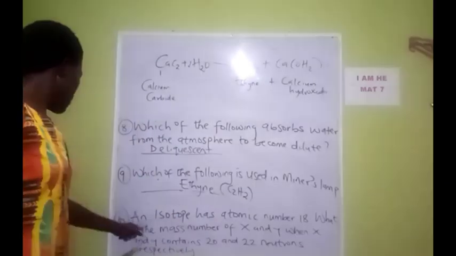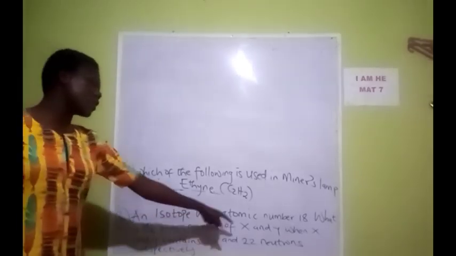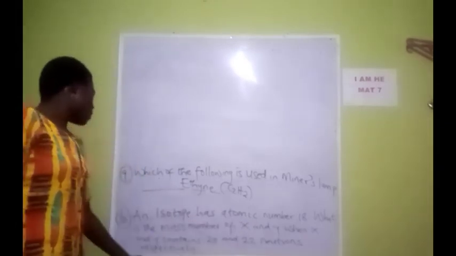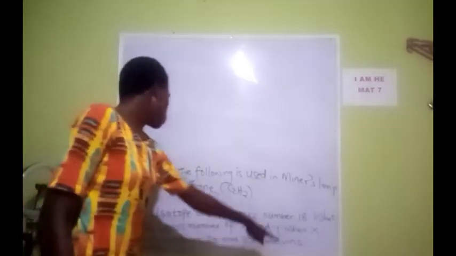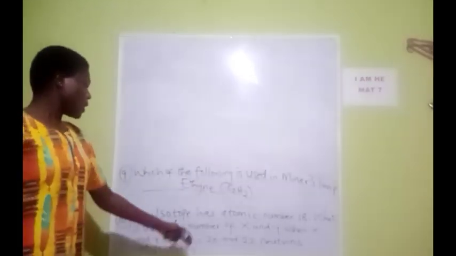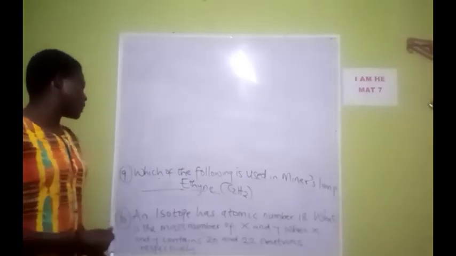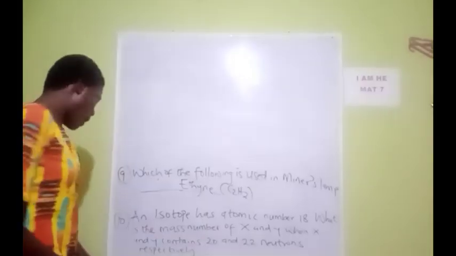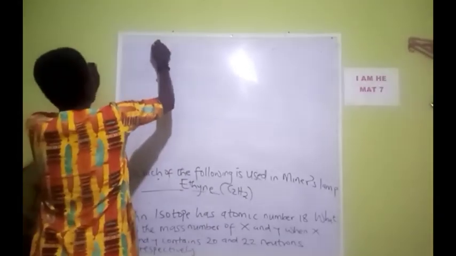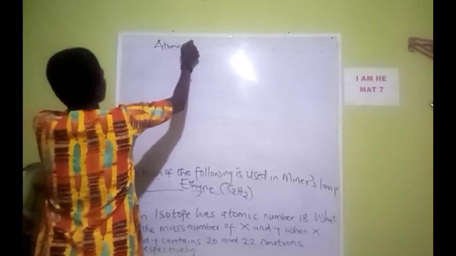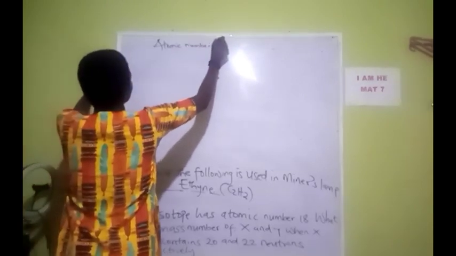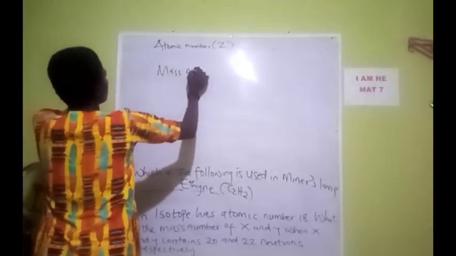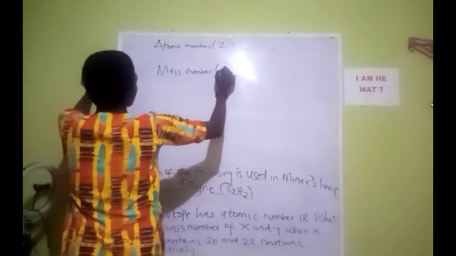Please take notes. So the next question says: an isotope has atomic number 18. What is the mass number of X and Y when X and Y contain 20 and 22 neutrons respectively? This question is about how we get the mass number of the variables given to us, X and Y. Please take note, the atomic number, the symbol is Z. While the mass number, the symbol is A.